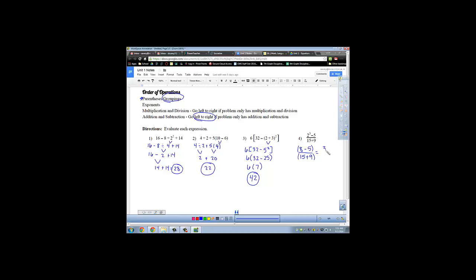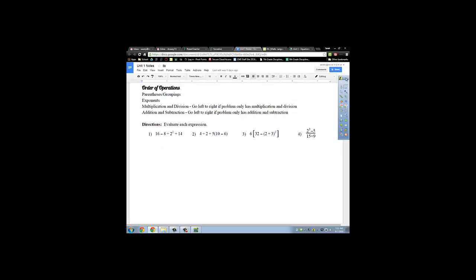So 8 minus 5 is 3. 15 plus 9 is 24. Then we always want to see if we can reduce. 3 over 24 can reduce to 1/8. So when we do order of operations, we do want to follow our rules, but there's other ways to look at it. So just because this didn't have parentheses, we can think of it as a grouping, which is like having parentheses.